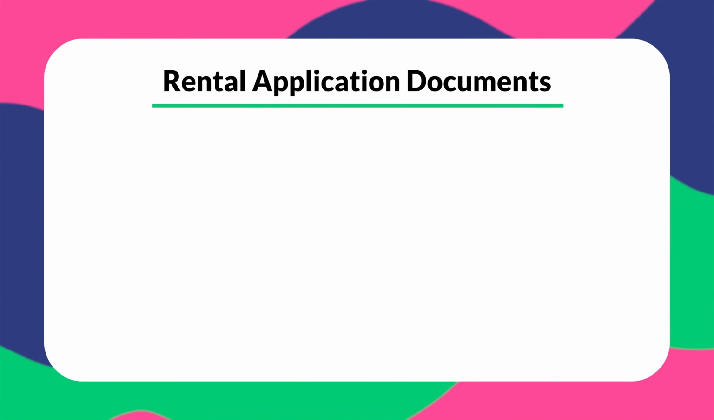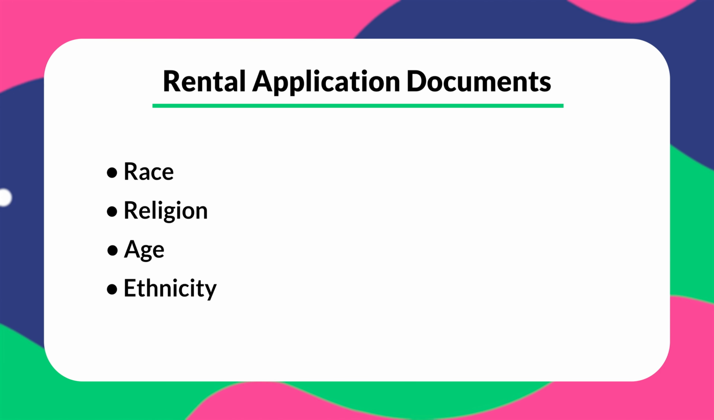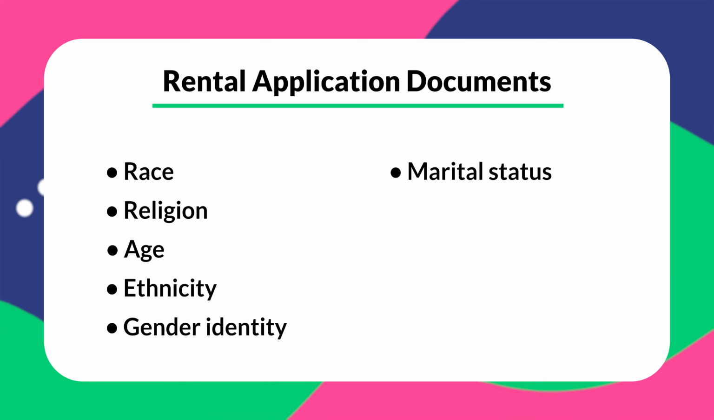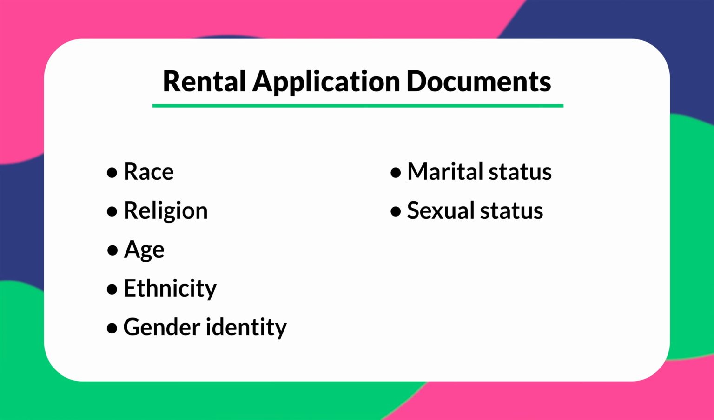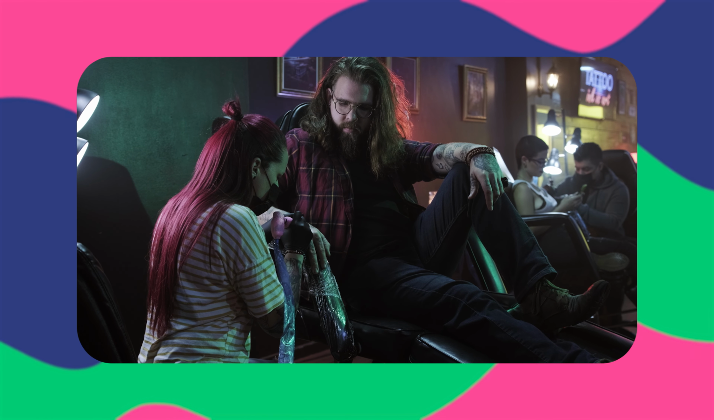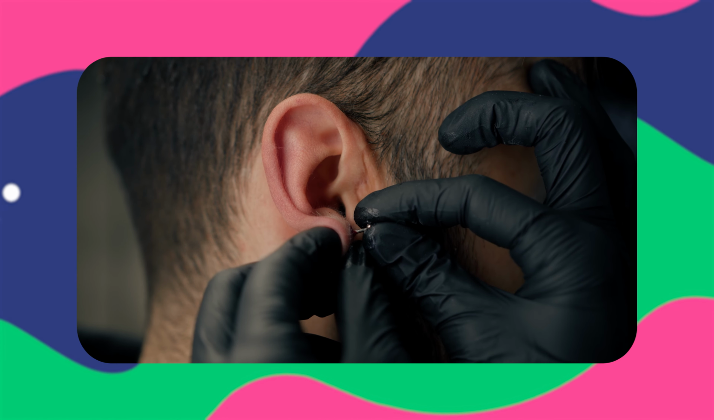These reasons cannot be justified to send a denial letter to the applicant. Some of these reasons include race, religion, age, ethnicity, gender identity, marital status, and sexual status. Also, it is possible for a property owner to discriminate against certain groups of people and deny them tenancy for reasons not listed here. This is called arbitrary discrimination. For example, it is illegal for a property owner to deny tenancy to a group of people because they have body piercings. This is considered a type of discrimination and is illegal to take part in.